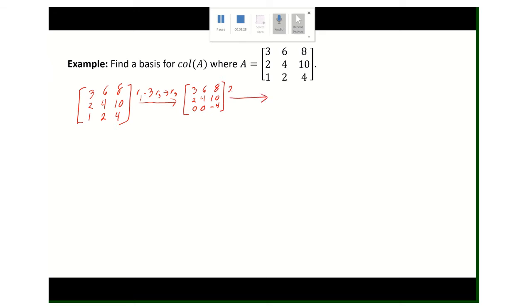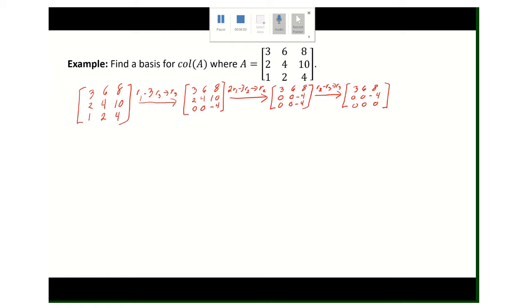And I'm going to do 2 row 1 minus 3 row 2 is the new row 2. So 3, 6, 8, 0, 0. Then I have 16 minus 30, which is minus 4. 0, 0, minus 4. And then my next step is row 2 minus row 3 is the new row 3. I get 3, 6, 8, 0, 0, minus 4, 0, 0, 0.